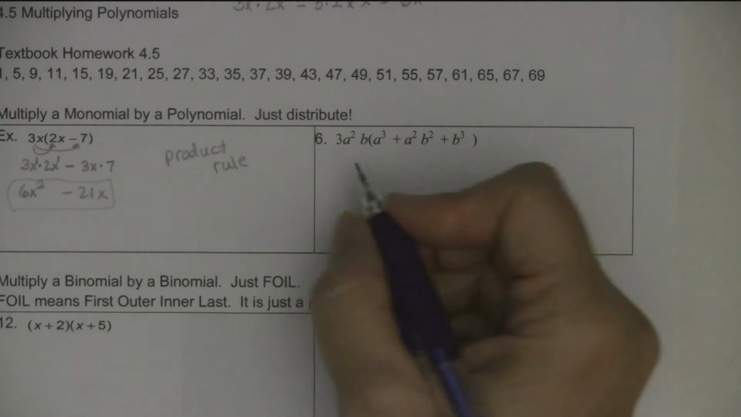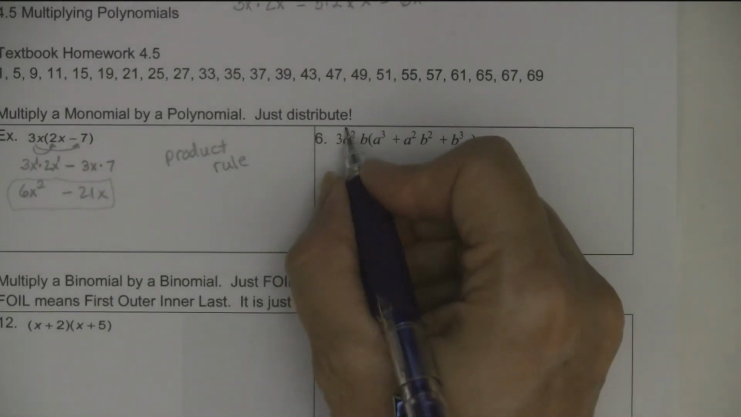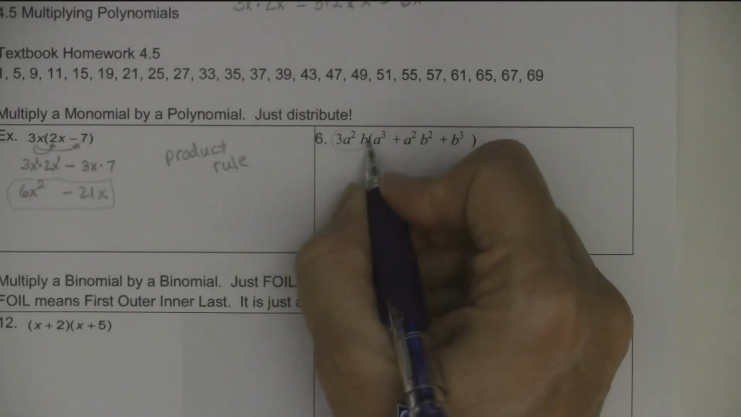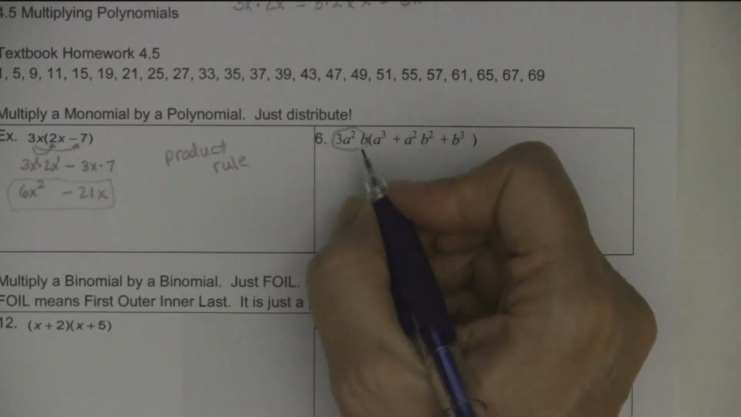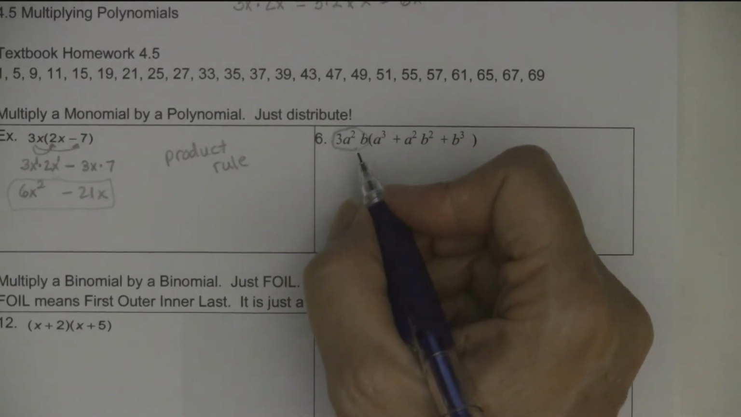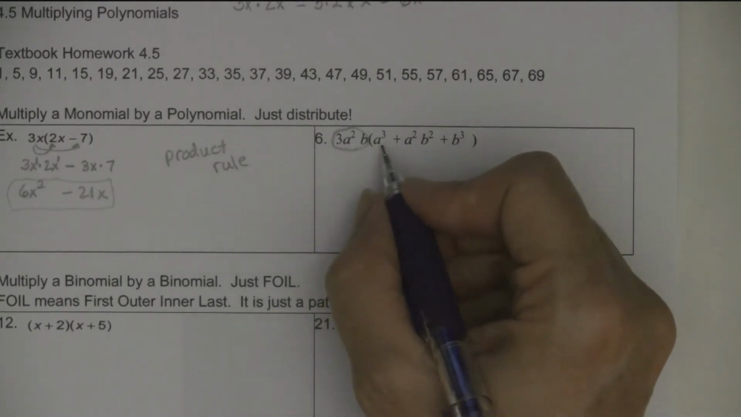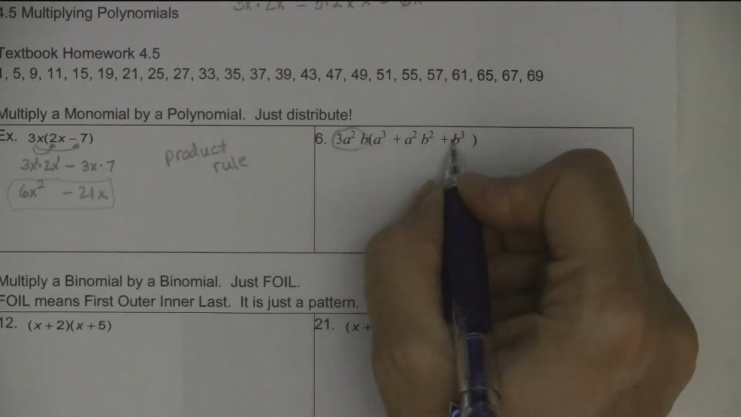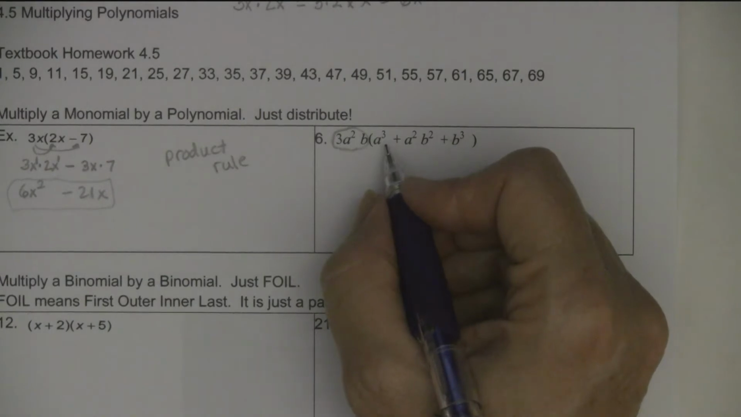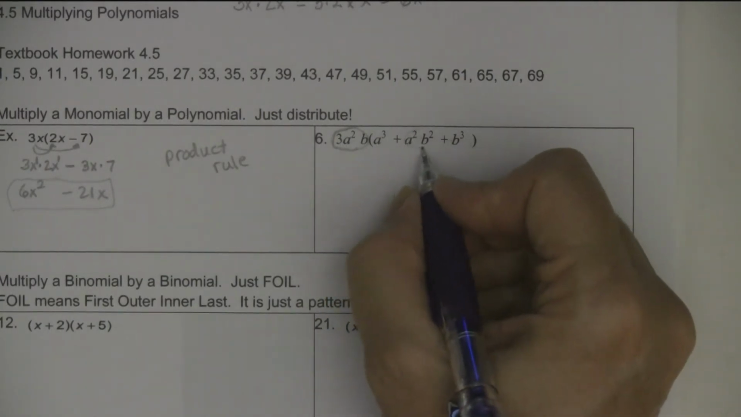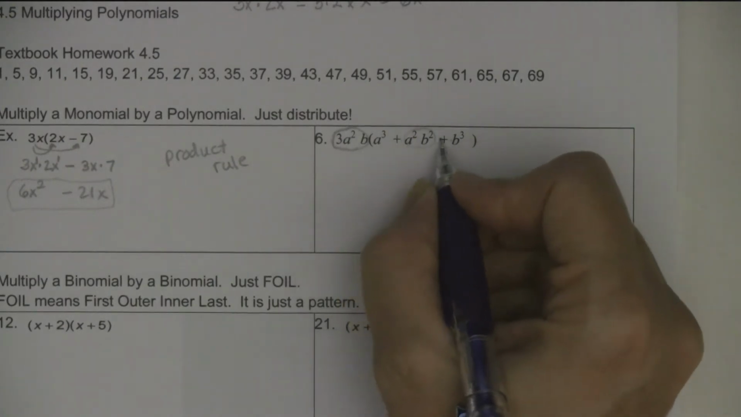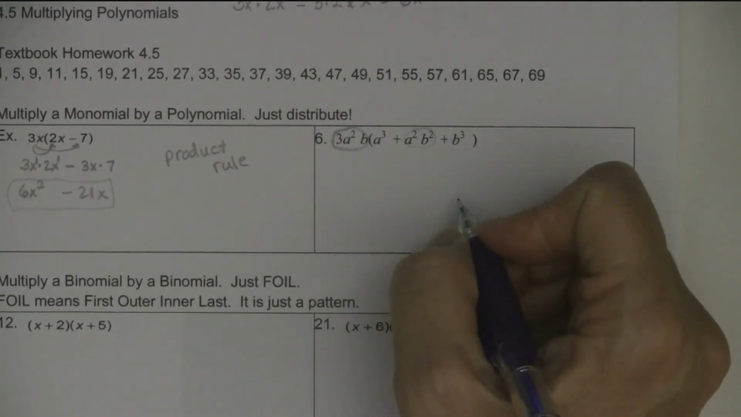And here, this is a monomial, so this is a single term right here. Monomials are glued together with multiplication. So this is 3 times a to the second times b. And then this is a trinomial. Trinomials are glued together with addition, right? So there's an addition. This is a monomial right here. And here's that addition that separates the 3 pieces, right?